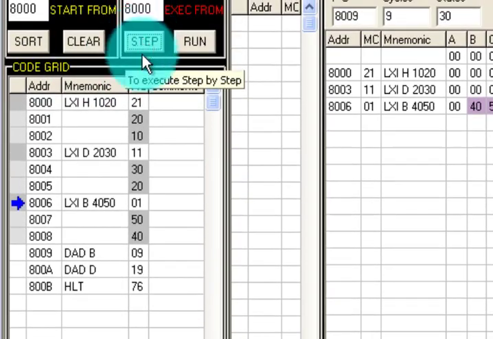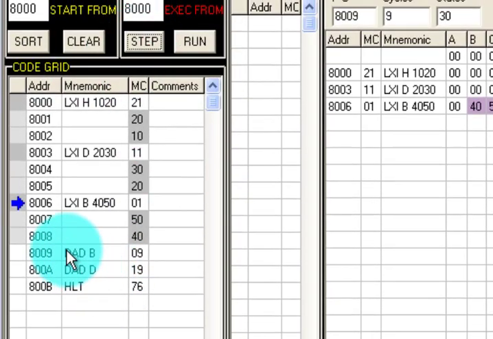Now what happens with DAD? This DAD instruction is double add. It performs a 16-bit addition. There are 4 DAD instructions: DAD B, DAD D, DAD H and DAD SP. DAD B adds the contents of HL with BC and stores the result in register HL. DAD D adds the contents of HL with DE and stores the result in HL. So one of the operands is always HL, and the other can be any register pair.